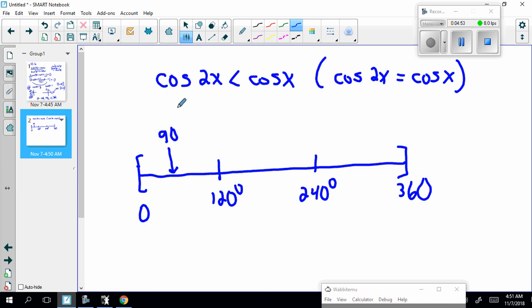And you're going for true or false. So cosine 180 less than cosine 90. Actually, let's go this way. This is easier to explain, not easier to understand. Same question, really. Cosine 2x minus cosine x. When is it negative?